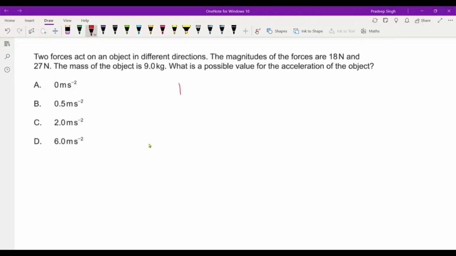See, we have two forces here, 18 and 27, right? And now try to figure out if you have to find the resultant of these two forces. What is the maximum possible resultant which we can make out from 18 and 27? 9, right? 27 minus 18. No, that's minimum. For maximum, 18 and 27 should be in the same direction. So you add them, 18 plus 27.